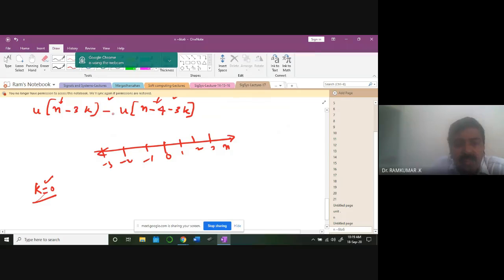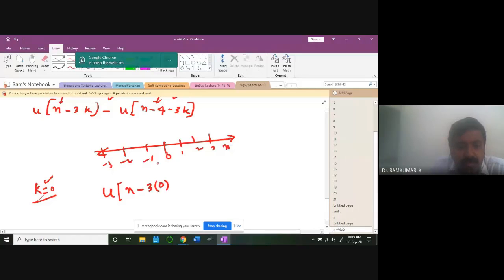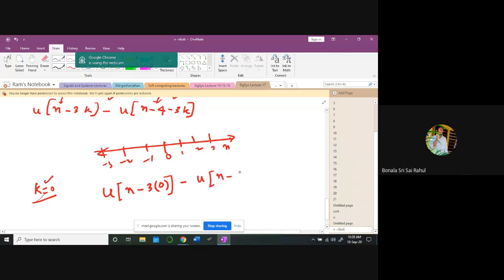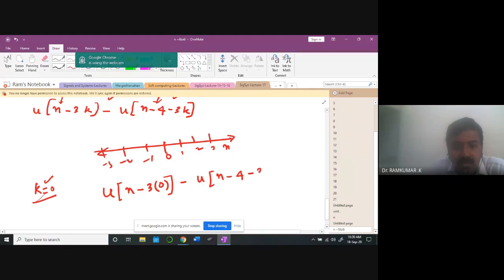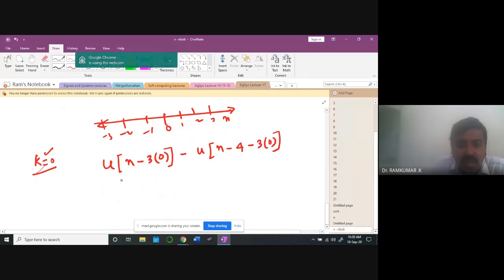What will happen to this signal? What do I get? Gokul, can you read it out? u of n minus 3 times 0, because I'm doing it for k equal to 0, minus u of n minus 4 times 3 of 0. Is it clear? You can clearly see it is u of n minus u of n minus 4.